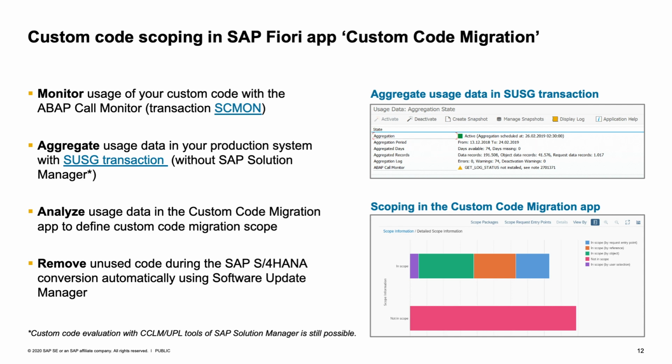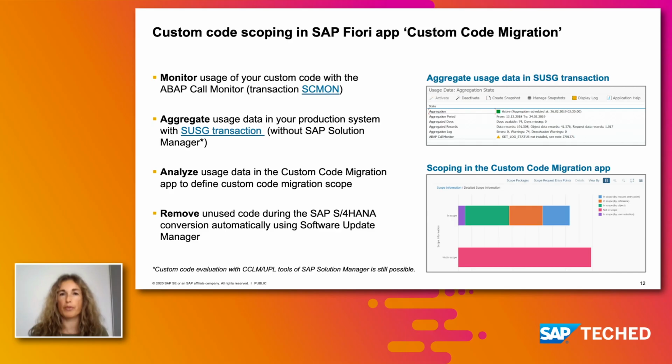Therefore, prior to the system conversion project, we recommend, at least 12 to 15 months before your system conversion, to turn on the usage analysis for your custom code in your productive environment, and to use for this purpose ABAP Call Monitor and aggregation with the SUCG transaction. ABAP Call Monitor is the successor of Usage Procedure Logging in Solution Manager, and it delivers not only execution statistics for custom code, but also information about the calling business process, like, for example, a transaction or RFC or whatever. And in order to keep the usage data for a longer period of time on your ERP productive system, you need to aggregate it using the SUCG transaction.